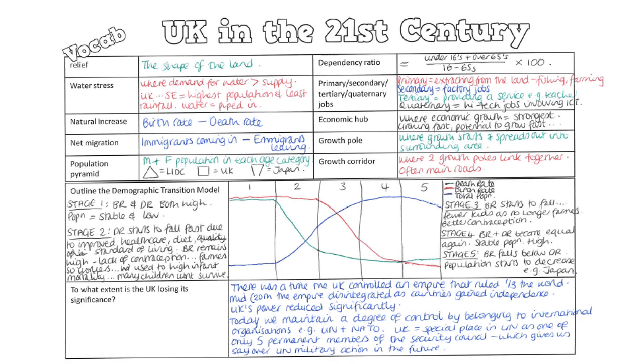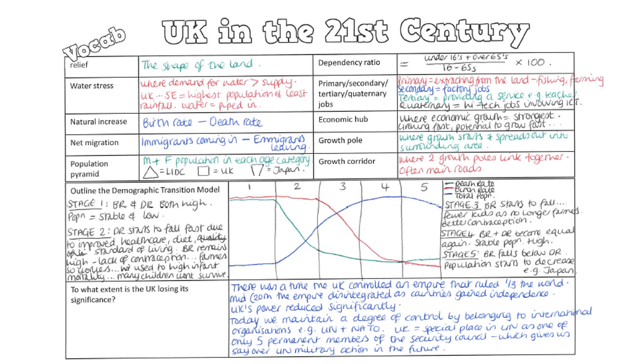In stage 3, the birth rate also starts to fall as people are no longer farmers, so they don't need to have as many children. There's now better contraception, so they can plan how many children they want to have. So in this stage, the birth rate is still higher than the death rate, so the population continues to rise, but not as rapidly. In stage 4, the birth rate and death rate become equal again.